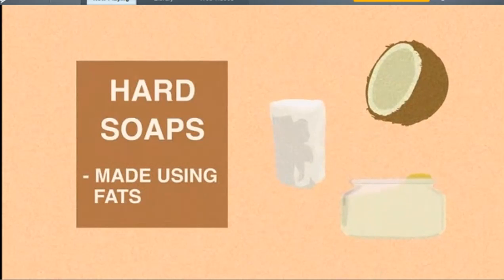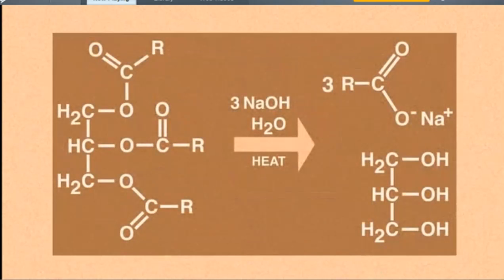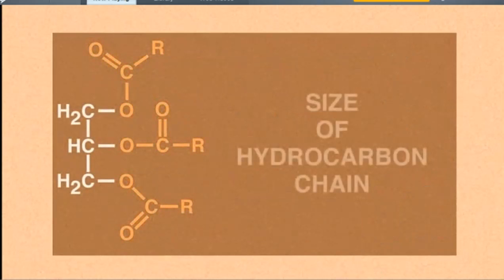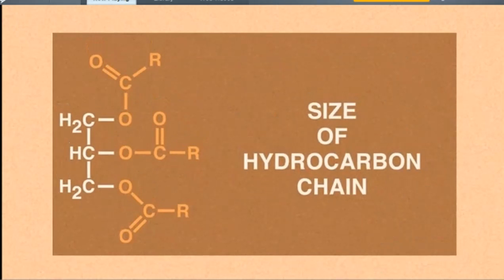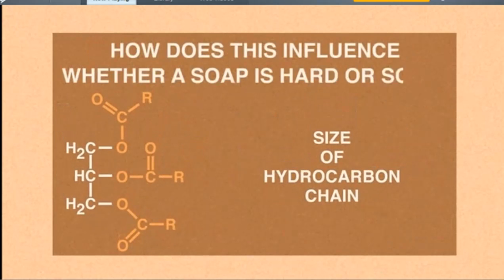Look at the equation shown now. The R group represents the size of a hydrocarbon chain. How do you think this might influence whether a soap is hard or soft? Pause the video and resume when ready.